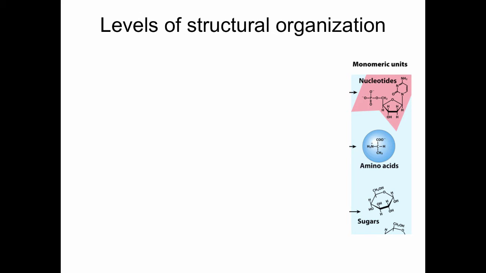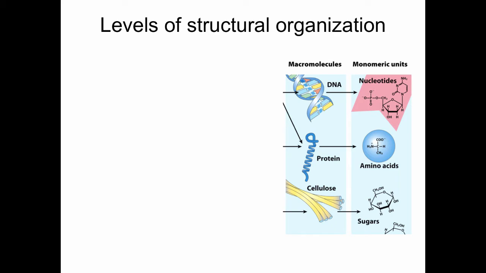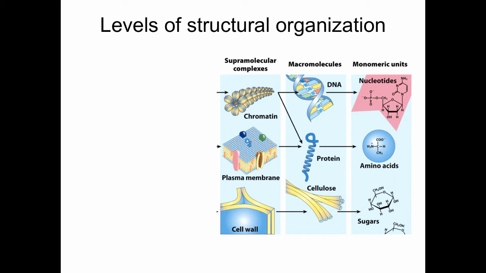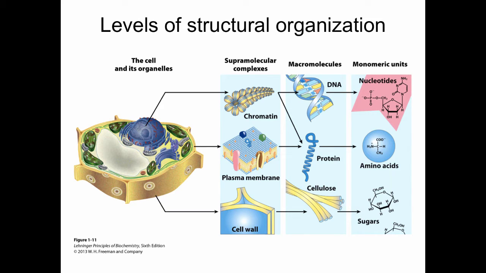Small molecules such as nucleotides, amino acids, and sugars are single or monomeric units. These monomers can be linked together into larger biological molecules called macromolecules such as DNA, protein, and cellulose. The macromolecules can further be assembled into larger complexes that serve important structural and functional roles in a cell, such as forming the cell wall, the plasma membrane, or chromatin, and ultimately come together to make a cell and its organelles.